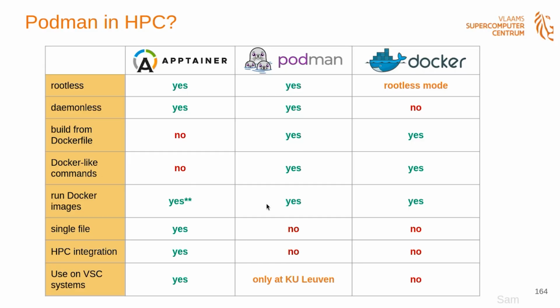The downside is it's not a single file and it doesn't have any HPC integration. So it can do all these integrations, but you have to specify all these things manually, set up the network so it can find everything and so on.